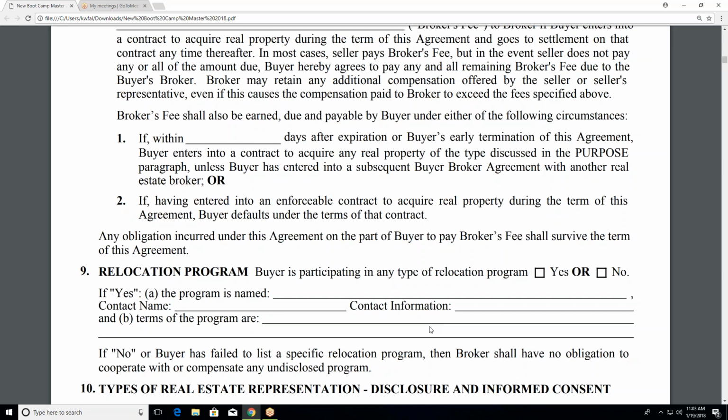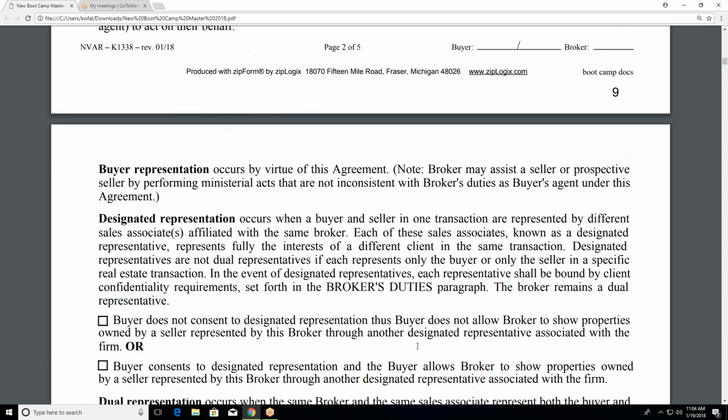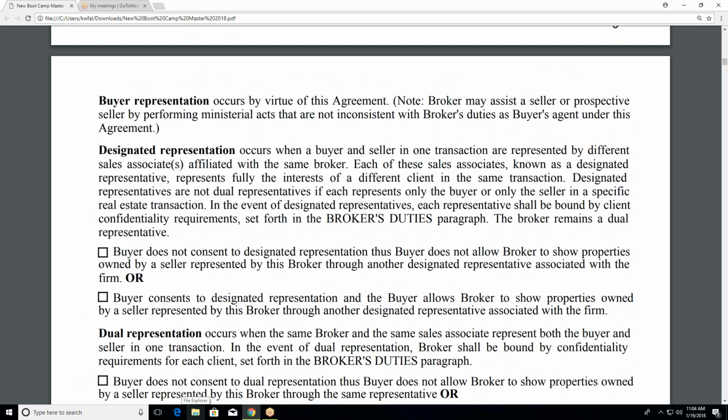So here we come to the big distinction between designation and dual. Designated representation occurs when a buyer and a seller in one transaction are represented by different sales associates affiliated with the same broker. Each of these sales associates, known as a designated representative, represents fully the interest of a different client in the same transaction. Designated representatives are not dual representatives; each representative represents only the buyer or only the seller in a specific real estate transaction. In the event of the designated representation, each representative shall be bound by the client confidentiality requirements set forth in the broker duties paragraph. The broker remains a dual representative.